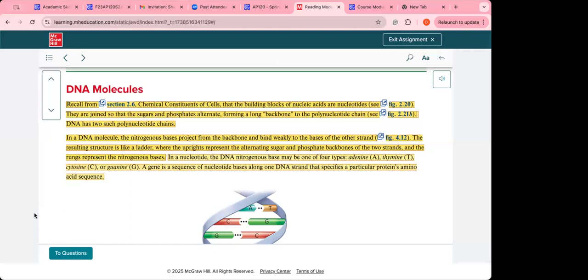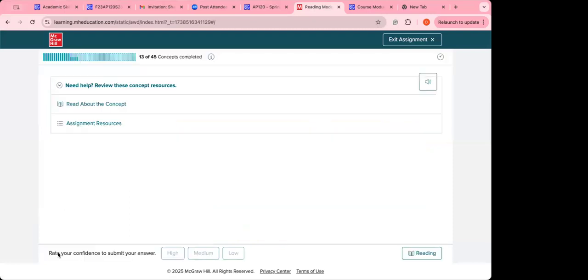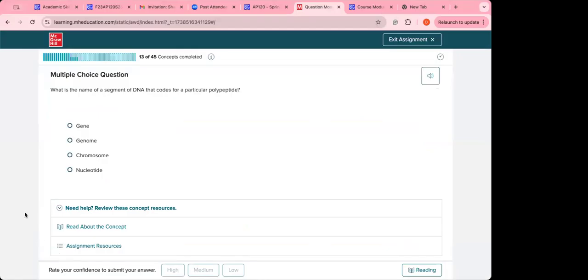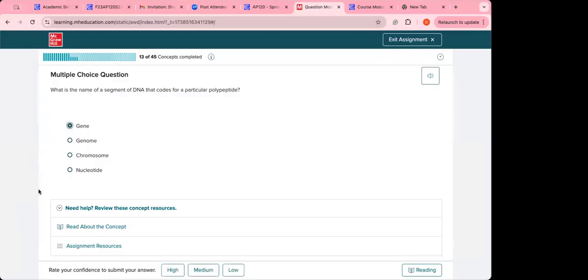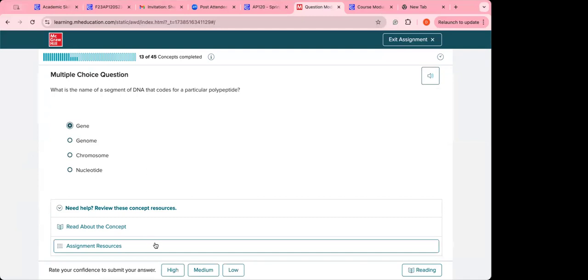Okay, let's look at the question and see what it says. I would say that's a gene. A segment of DNA that codes for a particular polypeptide is a gene, based on what I read there.